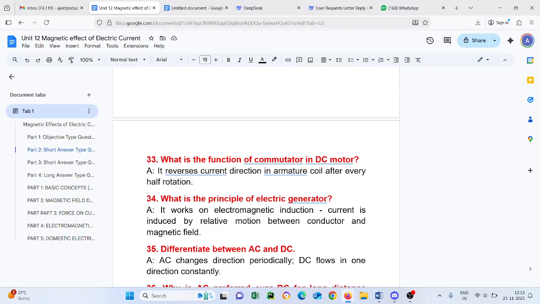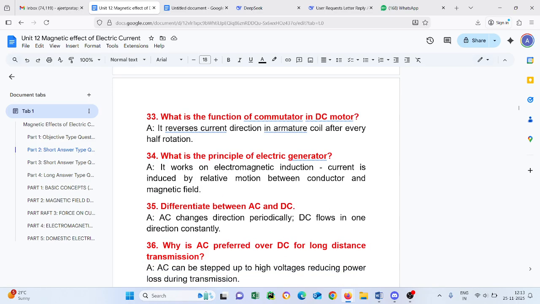What is the principle of an electric generator? It works on electromagnetic induction. Current is induced by the relative motion between the conductor and magnetic field. Question number 34. What is the principle of an electromagnetic generator? It works on electromagnetic induction.